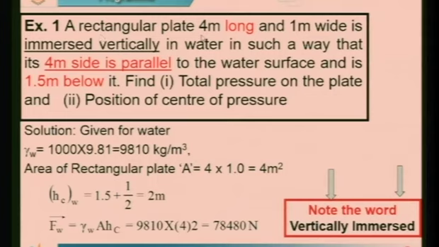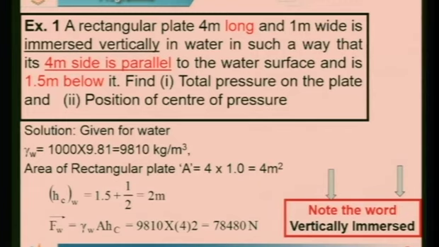A rectangular plate 4 meter long and 1 meter wide is immersed vertically in water in such a way that the 4 meter side is parallel to the water surface and 1.5 meter below it. Find number 1, total pressure on the plate. Number 2, the position of center of pressure. So definitely it is asking you the force and the center of pressure.